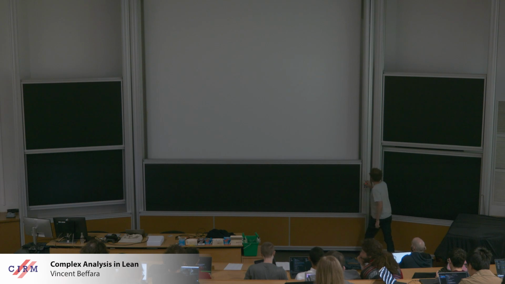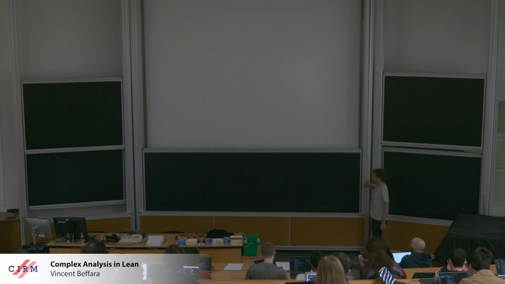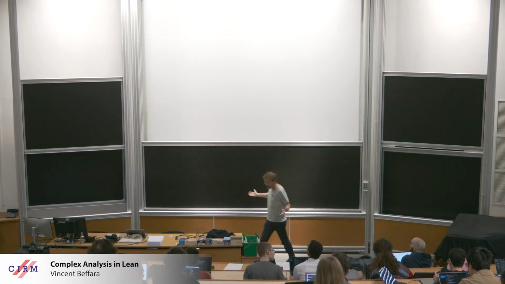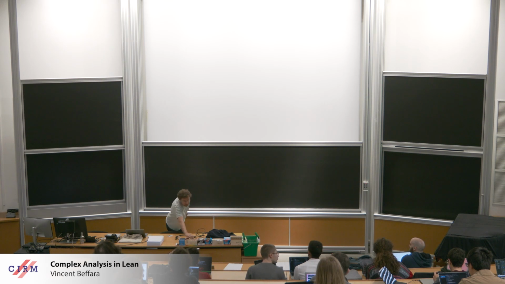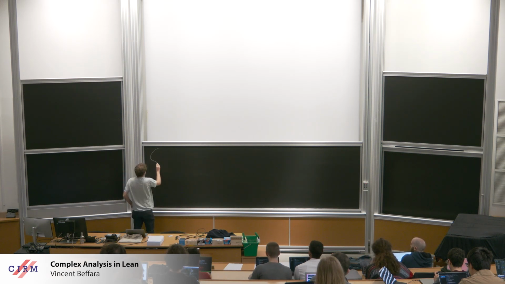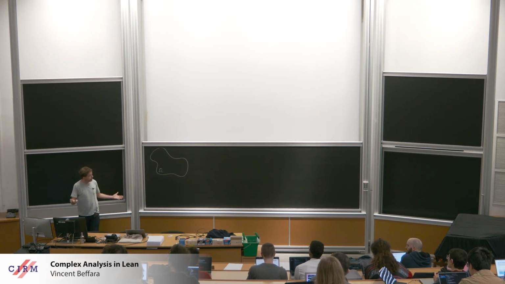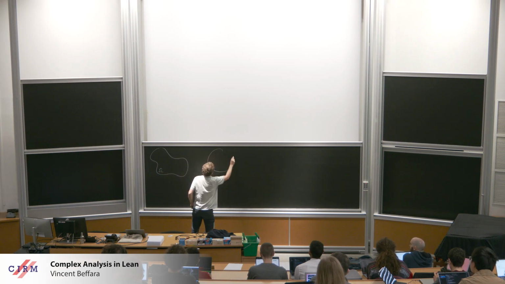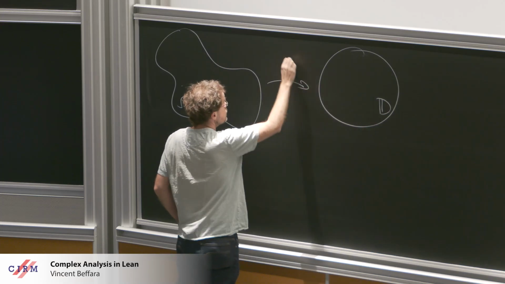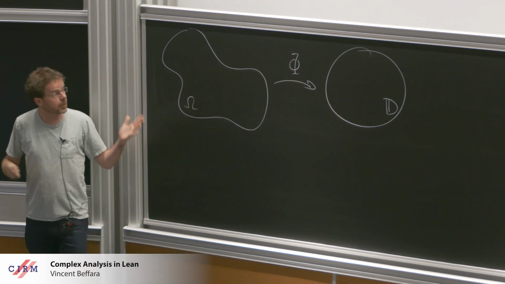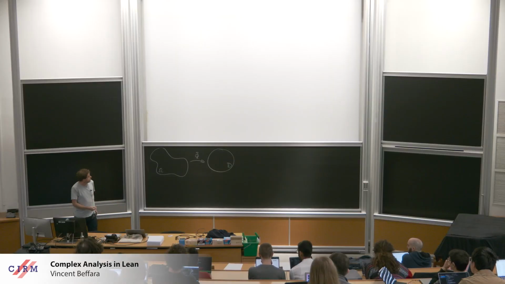So how do you prove the Riemann mapping theorem? I will give you a quick outline of the standard proof, and then we'll see how to formalize that. So we have omega, which is a simply connected domain, and we want to find a conformal map from omega to the unit disk. So what do we do? So this is the unit disk, and we want a conformal map from omega to the disk.